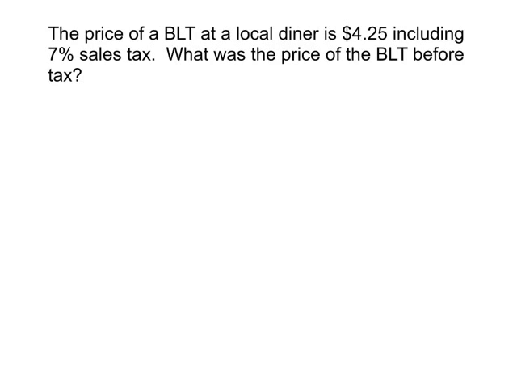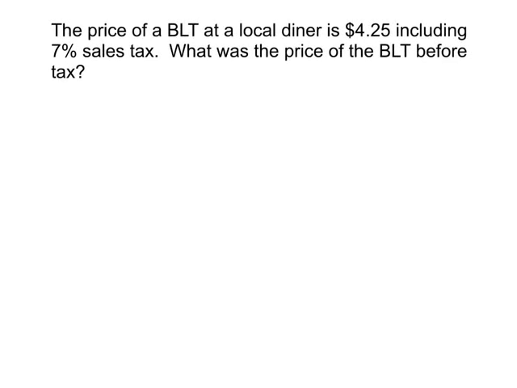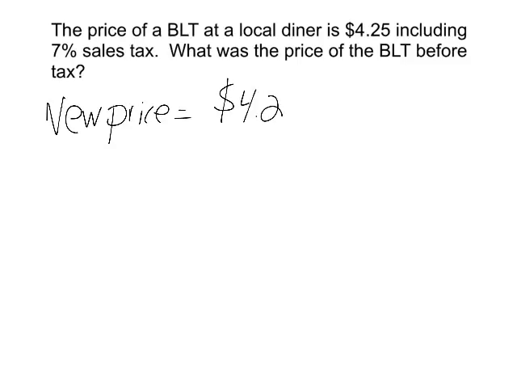So let's label what we've got. We have a new price, and the new price is equal to the $4.25. Remember, that's what we're paying at the cash register. The 7% sales tax I need to write in decimal form. You don't want to use the percent form in these formulas. You want to use it in decimal form. So let's take what we know and plug it into our formula.